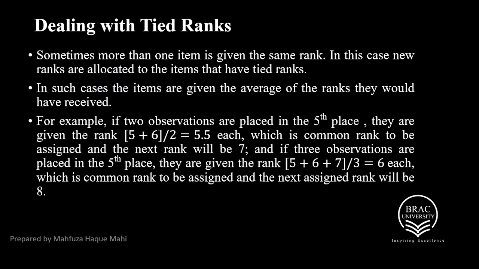Sometimes more than one item is given the same rank. In this case, new ranks are allocated to the items that have tied ranks. In such cases, the items are given the average of the ranks they would have received. For example, if two observations are placed in the 5th place, they are given the rank 5.5 each, which is the common rank to be assigned, and the next rank will be 7. And if 3 observations are placed in the 5th place, they are given the rank 6 each, which is the common rank to be assigned, and the next assigned rank will be 8.